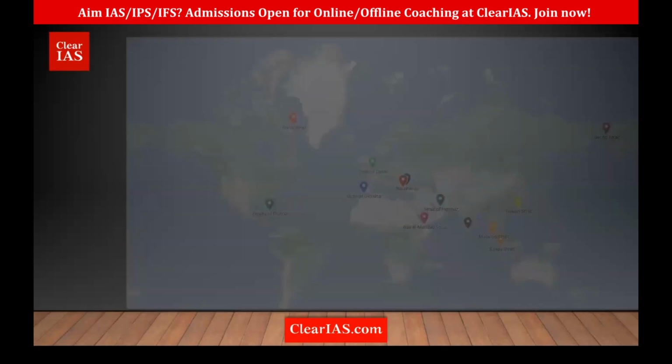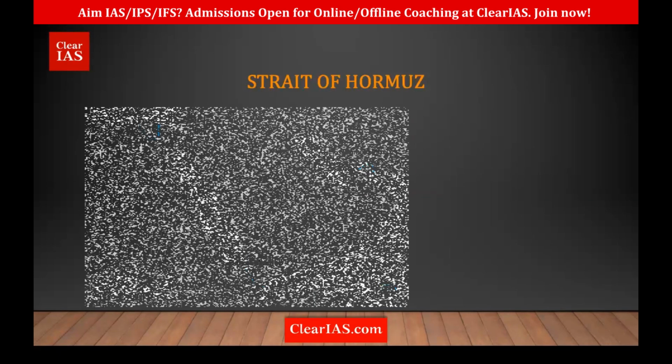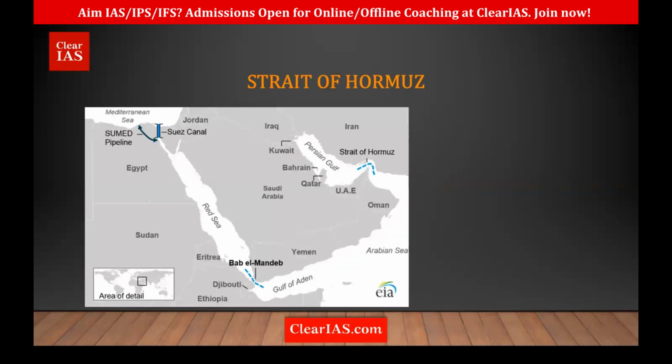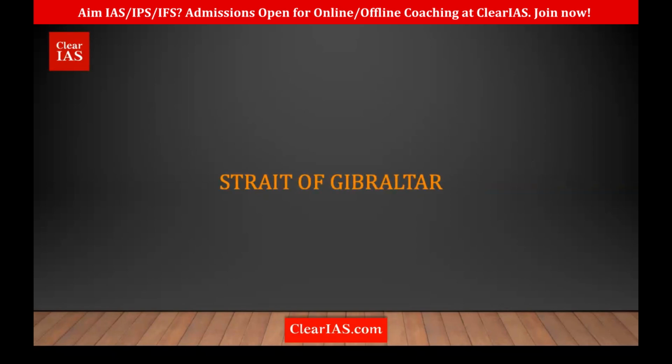Next is the Strait of Hormuz. It is between the Persian Gulf and the Gulf of Oman. It is between which land bodies? Iran, or Persia, and Oman. Remember, it's not the UAE, it is Oman. There is a small part of Oman on top.